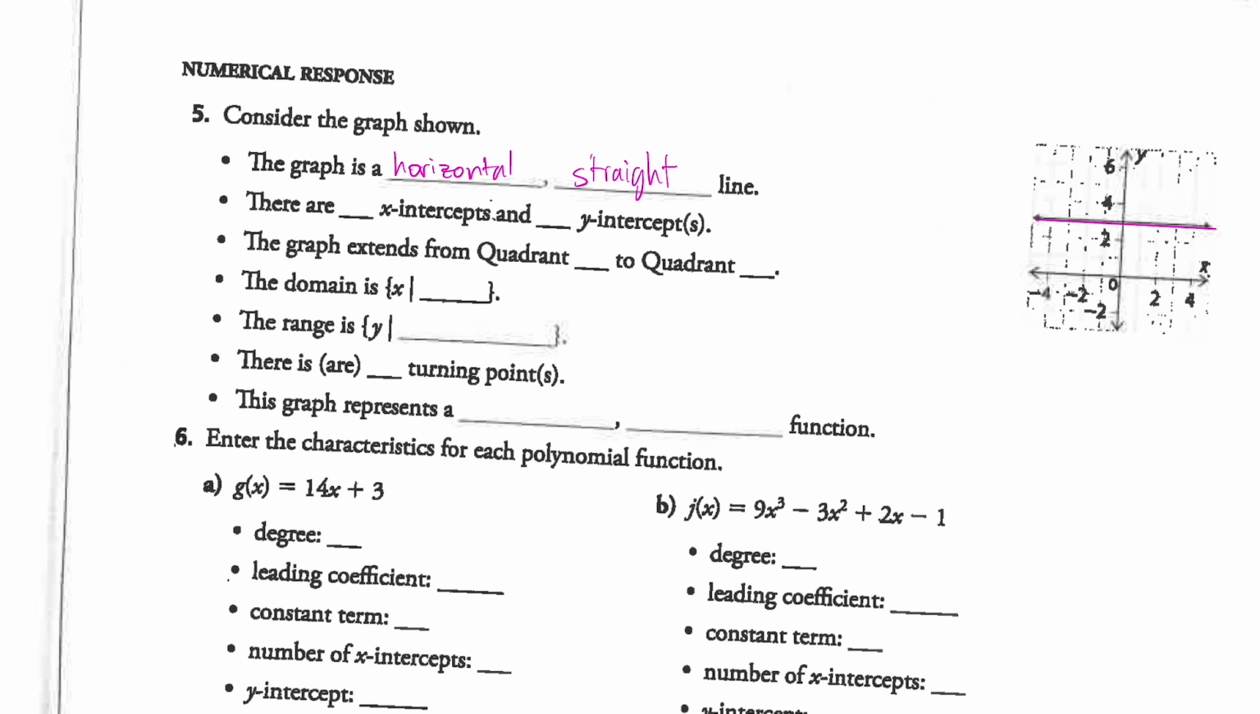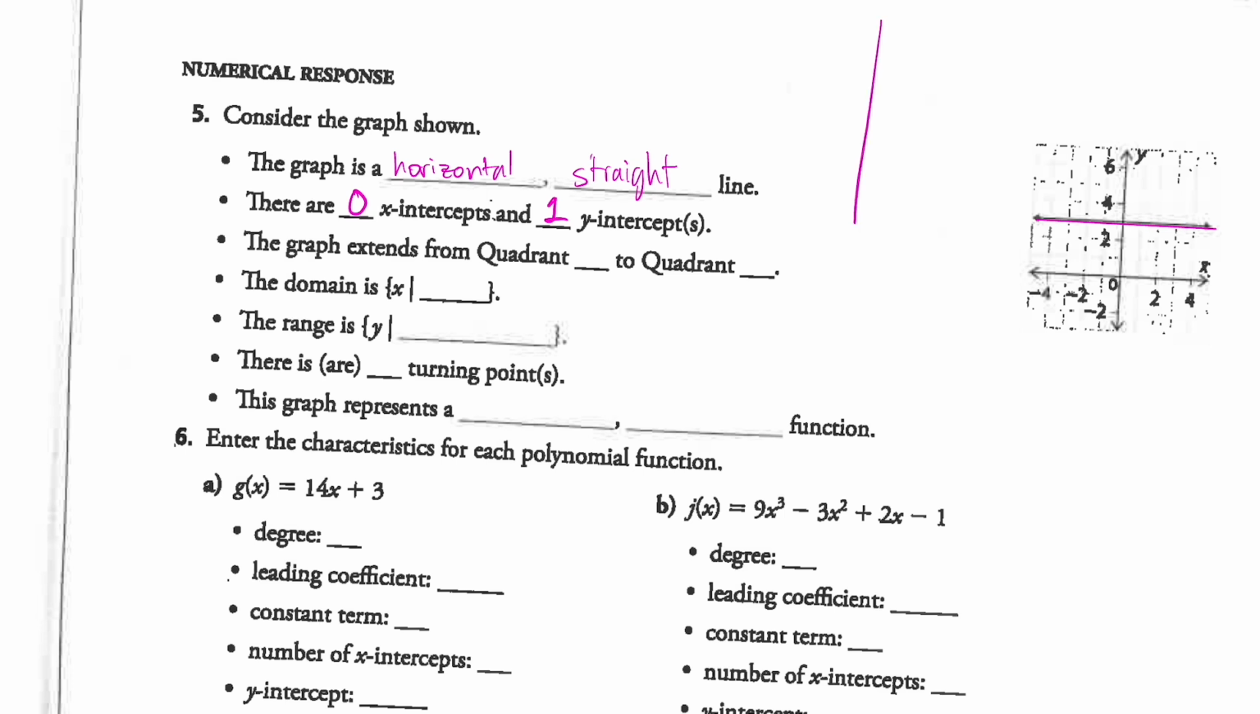How many x-intercepts are there? Well, x-intercepts is when it crosses the x-axis, which is this line down here, and obviously it won't ever cross that because it's parallel with it. So 0 x-intercepts. And how many y-intercepts? Well, it's when it crosses this vertical line, the y-axis. And there's only one of those, and that's at y equals 3. So, one y-intercept.